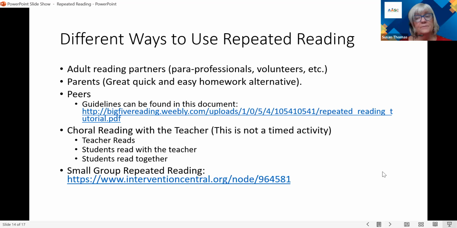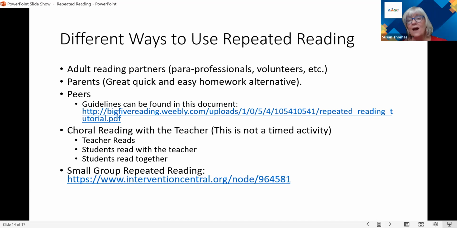One way that some teachers have used repeated reading is through co-reading with the teacher. So the teacher reads the passage, a co-read first while the students watch, and then the student reads with the teacher, and then the students read by themselves together. And that's just an alternative that you could do sometime if you wanted to have something a little bit different. And then there are some small group repeated reading interventions that you can do for students. And there are some directions on Intervention Central about how you can set it up in small groups.